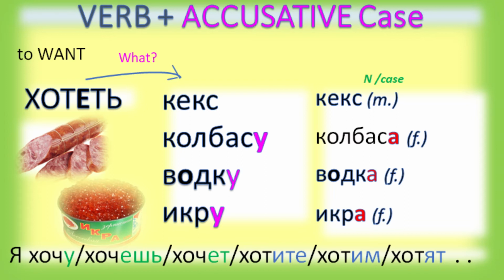What do they want? Что они хотят? They want some vodka. Они хотят водку. What does she want? Что она хочет? She wants some caviar. Она хочет икру.